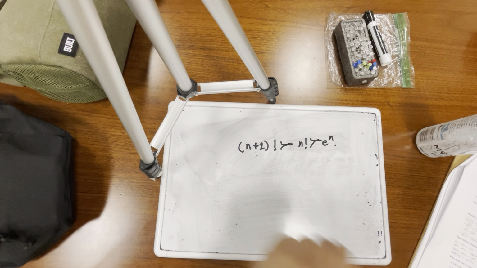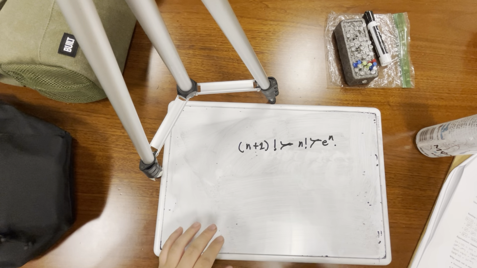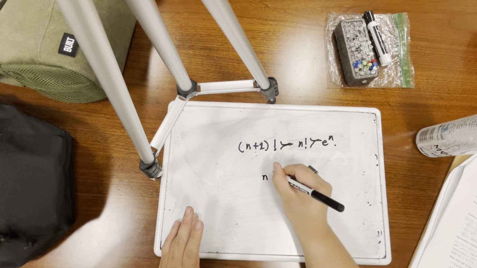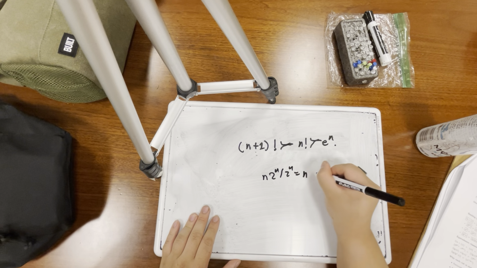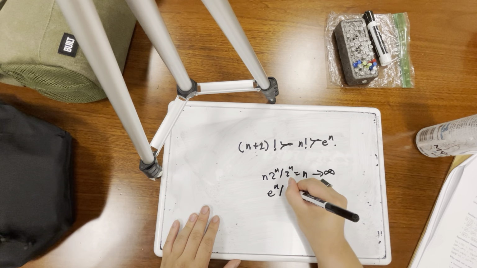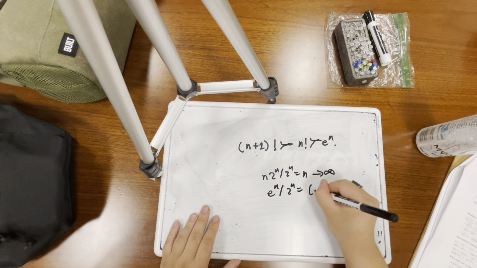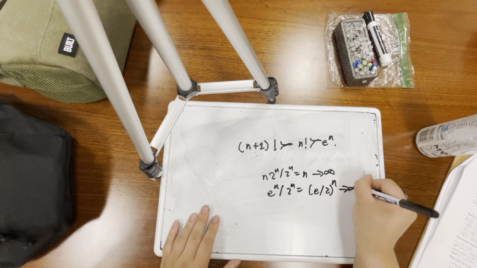Now, how about exponentials? Well, super polynomials. Okay, so for exponentials, we have the case that n times 2 to the n divided by 2 to the n equals n, which approaches infinity, and e to the n divided by 2 to the n equals open parentheses e divided by 2 close parentheses to the n, which goes to infinity.